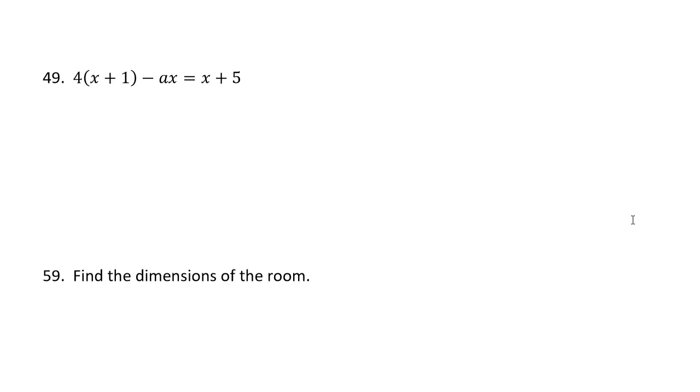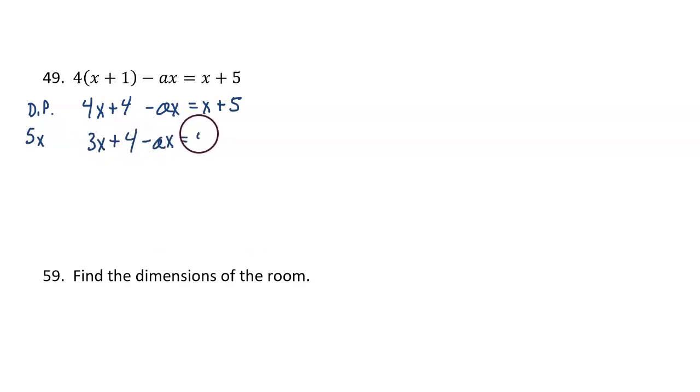Number 49 does not have any fractions in it. I see some parentheses, so let's do the distributive property. That makes 4x plus 4. And we'll copy the rest down. There are x terms on the left side, but there's also this x on the right. Let's subtract x from both sides. 4x subtract x makes 3x. Next, let's subtract 4 from both sides.